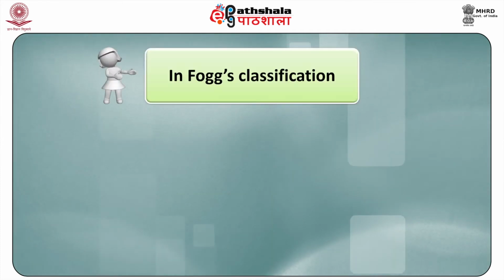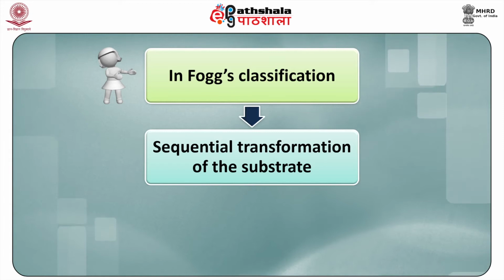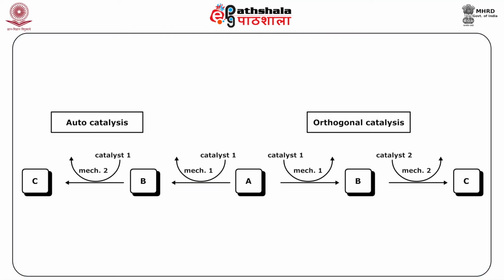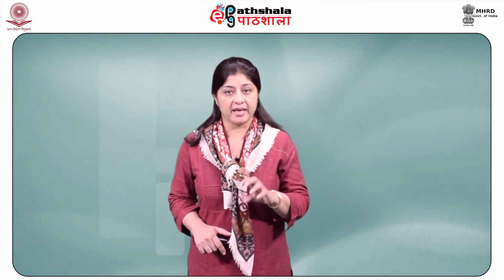Tandem catalysis. In Fogg's classification, tandem catalysis is described as a sequential transformation of the substrate via two or more mechanistically distinct processes. The transformations can be effected by using the same catalyst, that is autotandem catalysis, or via different catalysts, orthogonal catalysis, as shown here in scheme 4. Fogg also stipulates that tandem reactions take place under the same reaction conditions and without addition of substrate or catalyst after the reaction has been initiated.